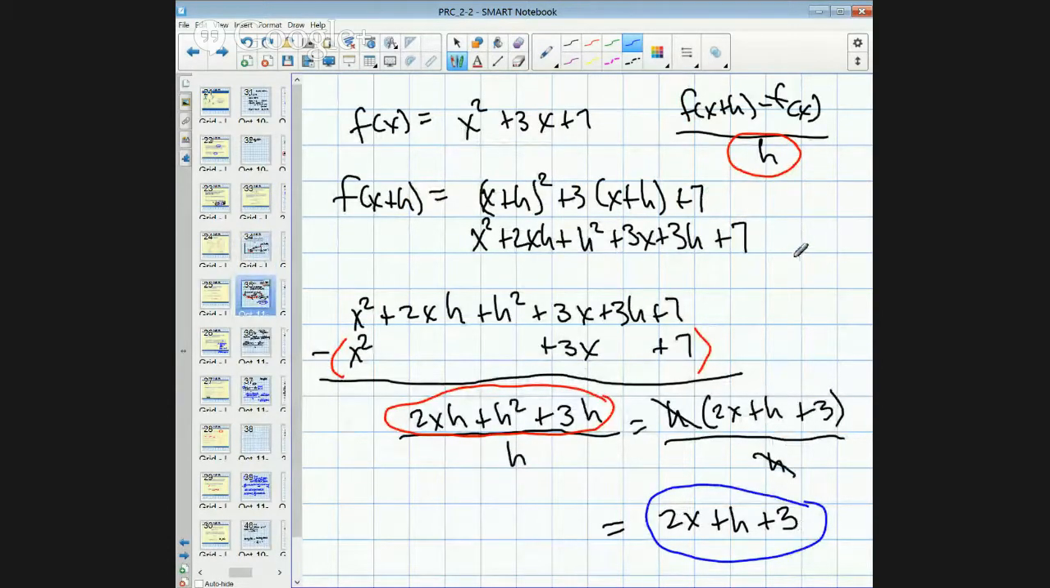So here's our first difference quotient. Given a function, find f of x plus h minus f of x divided by h. The big step, really the one that requires the most work, is finding f of x plus h. Substitute x plus h in, crank it out, then easy, subtract the original function and then divide it by h. Simplify. That's called a difference quotient. Probably the most important thing from this lesson.